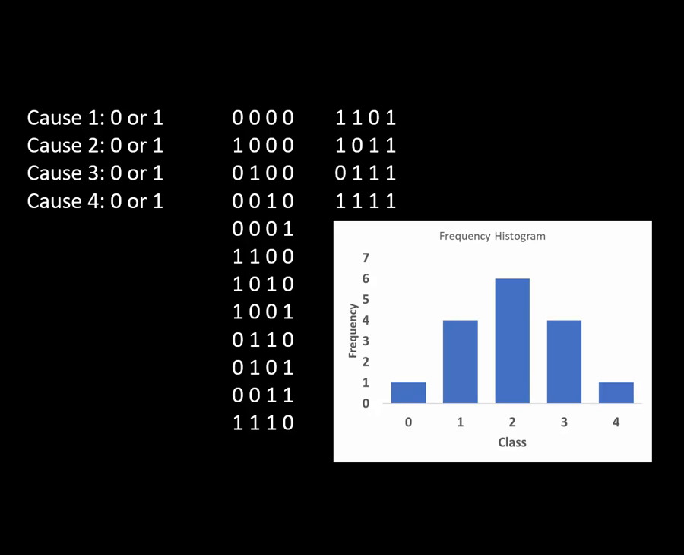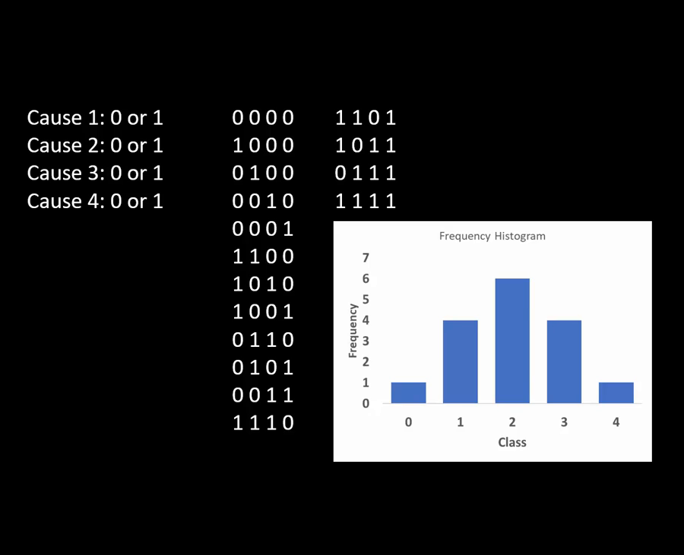Now, just imagine if instead of 4 causes, we had 10 causes. And then imagine that instead of only 0 or 1, each cause was itself a continuous variable, so that it could be 0.5, 0.97, 1.4, 3.5, and so on. So we have 10 causes, and they aren't just 0 or 1, they are a continuous variable. We now have an infinite number of possible combinations.